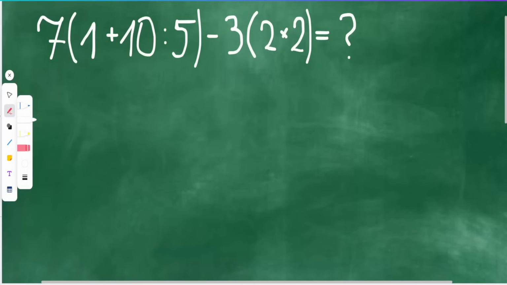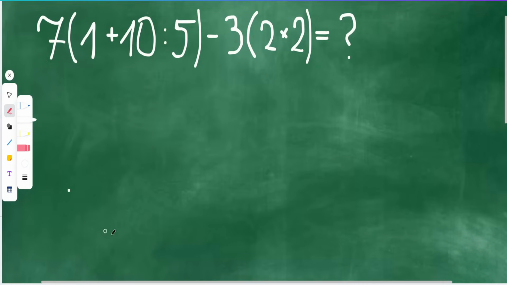Welcome to another mathematical puzzle. Today I will offer you something a bit more difficult than usual. You see here in front of you two brackets, and we will have to remember the so-called order of operations.